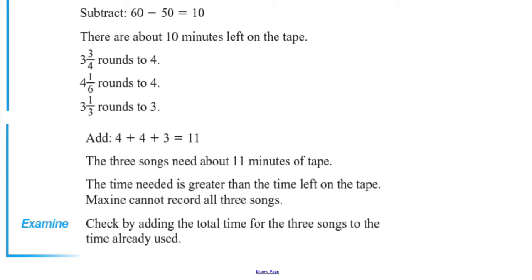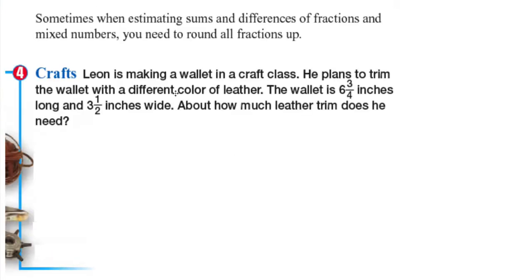And going to the last example, sometimes when estimating sums and differences of fractions and mixed numbers, you need to round all fractions up. Okay? So when you are adding and subtracting mixed numbers, you need to round all fractions up to the nearest whole number, meaning when you say nearest whole number, it's either a 0 or a 1. Okay? Let's take a look at this then.